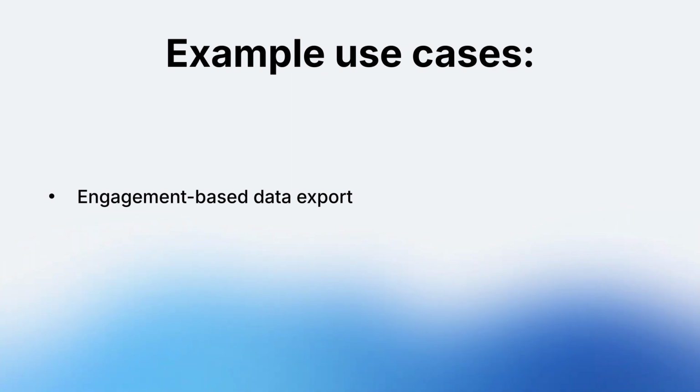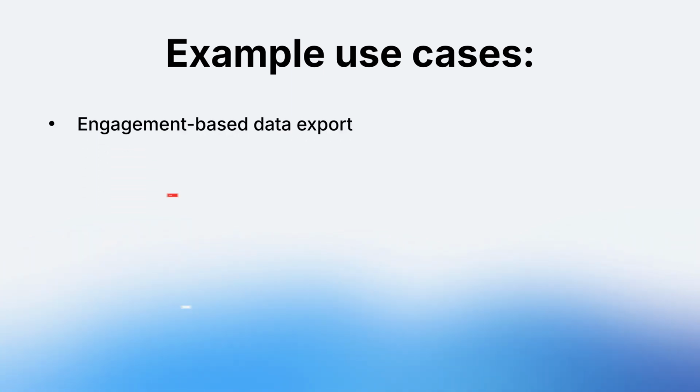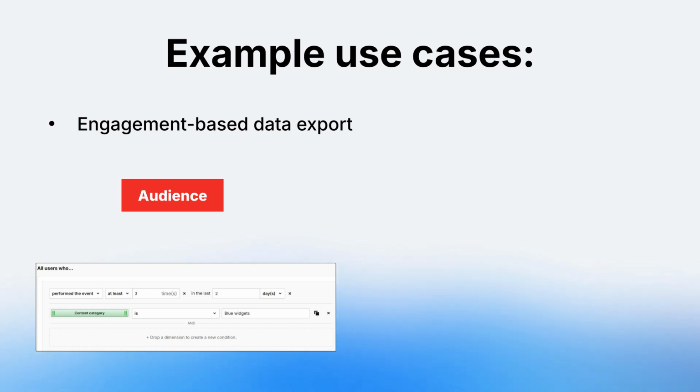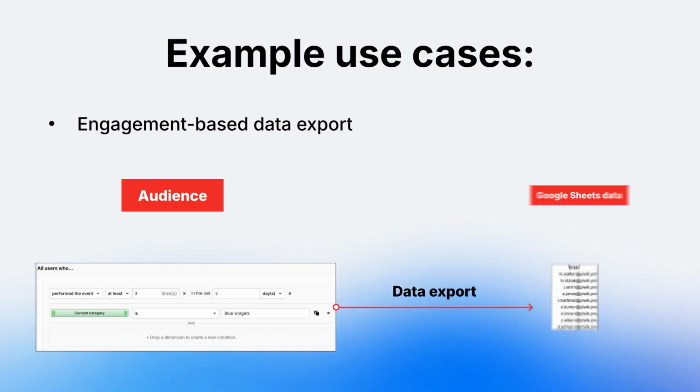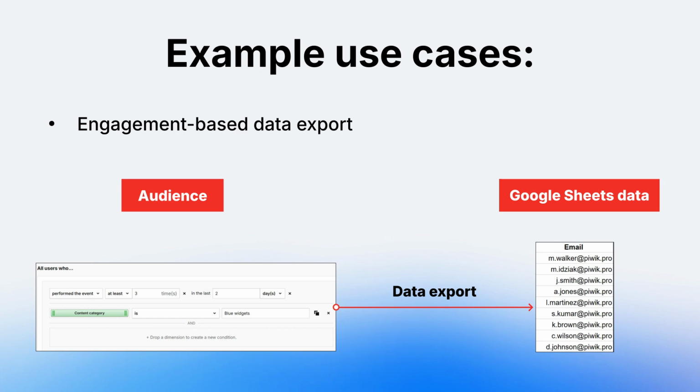So let's use a simple but concrete example. Say an audience of users who went to a particular content category 3 times in the last 2 days. And again, the key here is that the conditions are based on interaction frequency and recency. So you could create a list of users or prospects that you want to get in touch with based on that very behavior. And then their email will be sent to the spreadsheet, and that spreadsheet could be used as a list of contacts that you need to get in touch with.